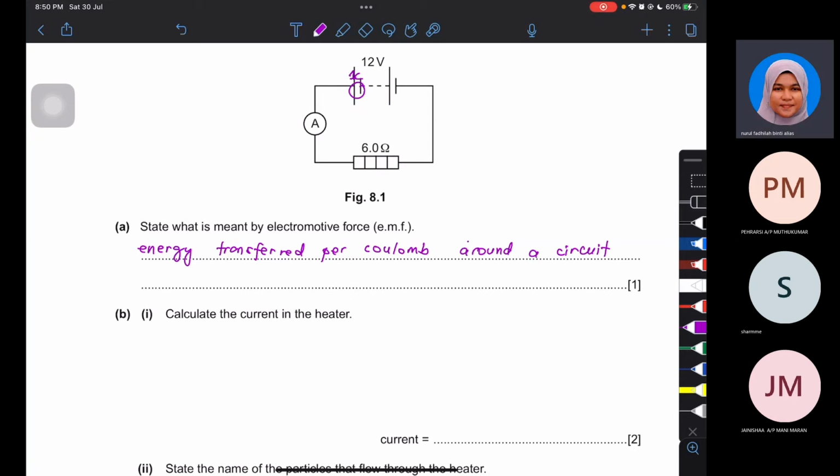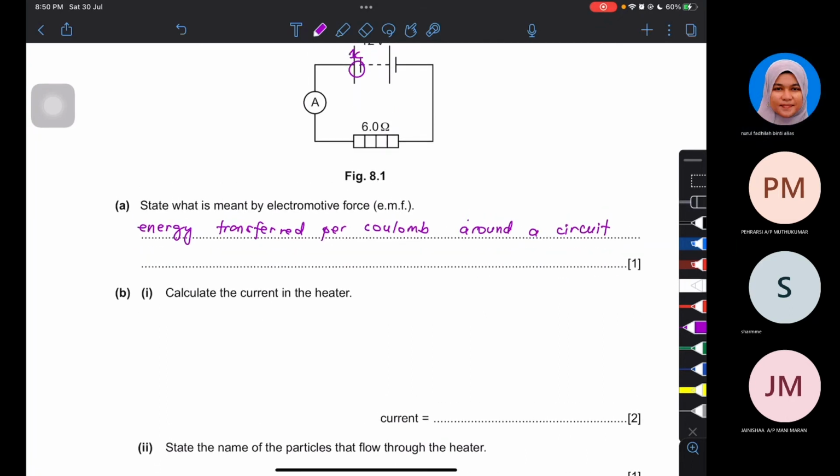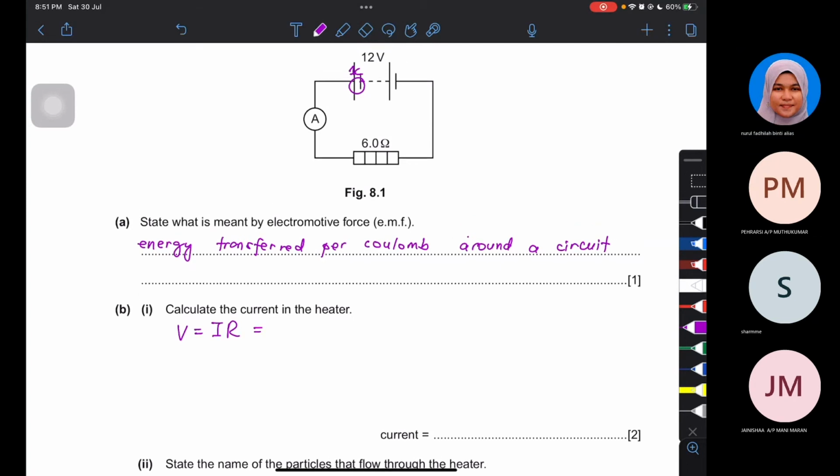Voltage across battery power supply. Okay, calculate the current in the heater. Alright, calculate the current in the heater. Formula V equals to IR. So what's your I? I itulah yang kita nak tahu. Okay, jadi kena rearrange the formula. So I is the one that we want.